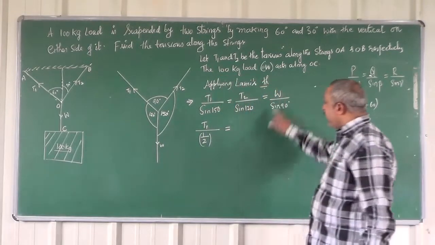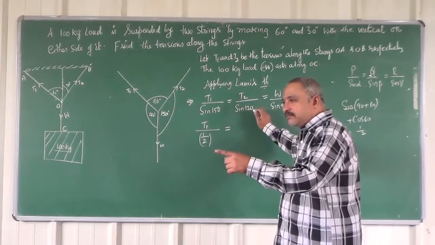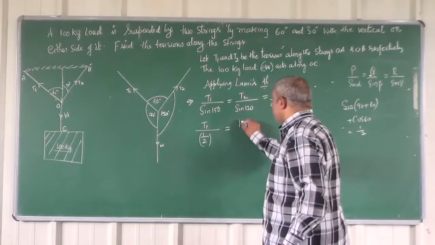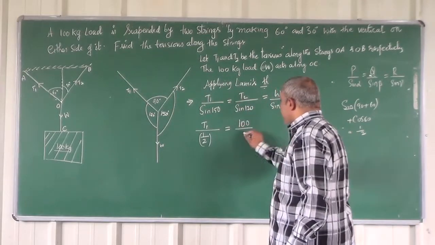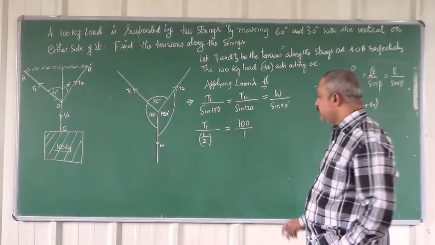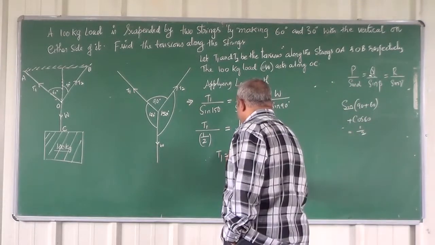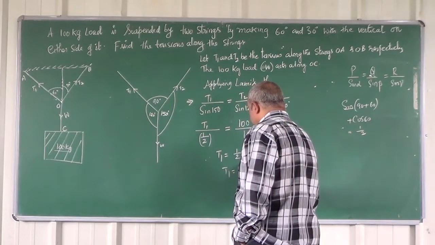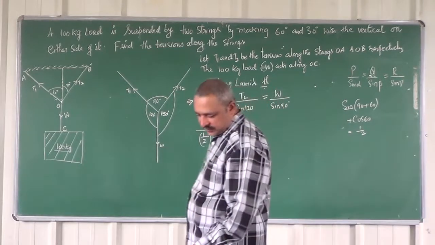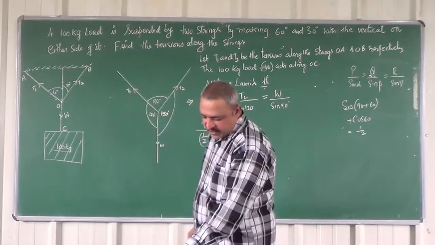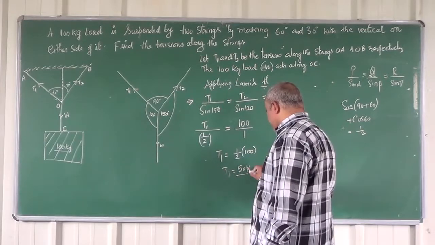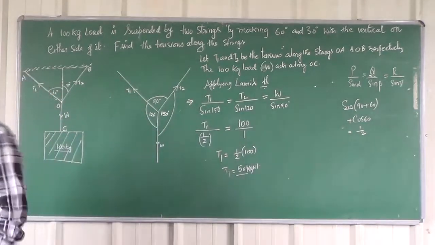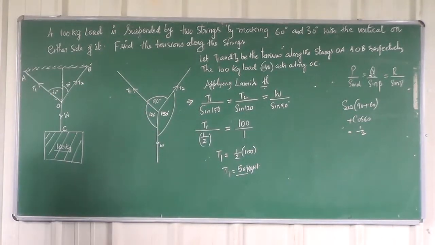is equal to, I am taking the last ratio. What is the weight given in the problem? 100 kg. So 100 divided by sin 90. Sin 90 is 1. Therefore, T1 equals half times 100. T1 equals 50 newtons. T1 is 50, it is actually kg weight. What is the tension in the first string? 50 kg weight.